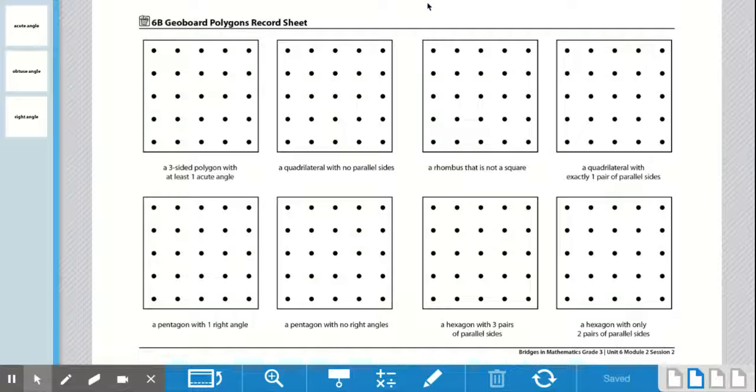We're going to be using geoboards today. In school, we have actual geoboards. This is a digital one. A geoboard is a tool we use with rubber bands to make polygons. Tomorrow, you're going to learn how to use this cool digital geoboard app. Today, though, we're going to draw them on the workplace.